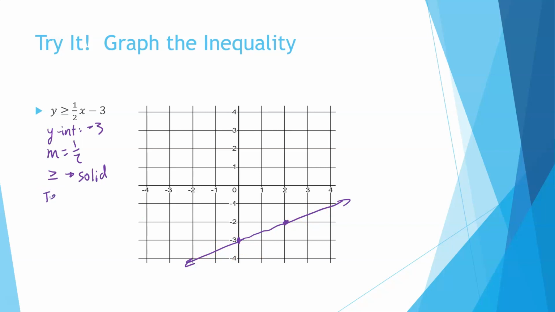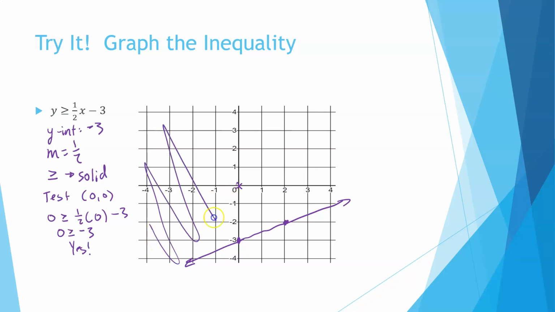And then your test point, you could have used (0, 0). So when you tested it, you would have had: is 0 greater than or equal to 1/2 times 0 minus 3? So is 0 greater than or equal to -3? And yes, it is. Which means that is a solution, so I should shade up over it. Okay, so that's your final answer for that one.